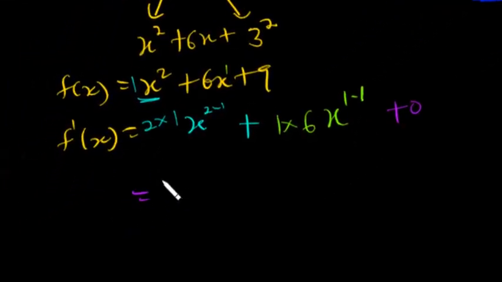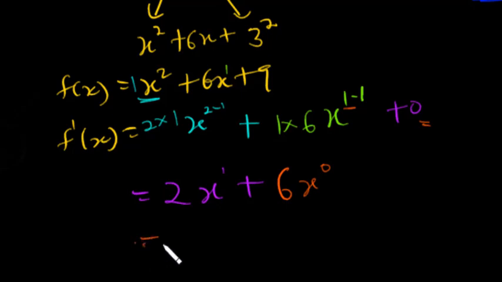Alright, so 2 times 1 is 2 here. If I subtract 1 from 2, I get 1. So I have 2x raised to the power 1 here. And 1 times 6 is 6. And 1 minus 1 here is 0. And here is 0. So let me leave it there.